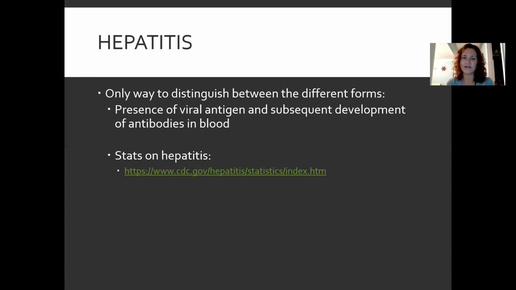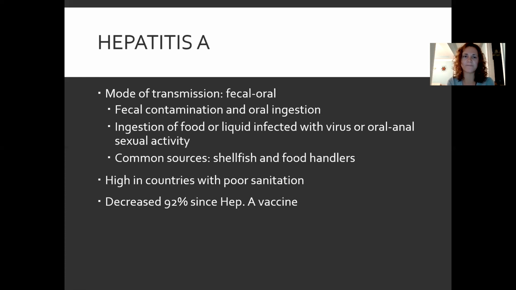If you are particularly interested in this, there are several stats on hepatitis in the United States, what kinds are most common, things like that, that you can look up on the CDC website, and I'll put that link in here for you. So hepatitis A, the mode of transmission is fecal-oral. That can occur when there's any kind of fecal contamination followed by oral ingestion. This is when you go to a restaurant and they aren't doing good hand hygiene. They go to the bathroom, they don't wash their hands, they come and touch your food. That could be a way they transmit hepatitis A in a fecal-oral route.